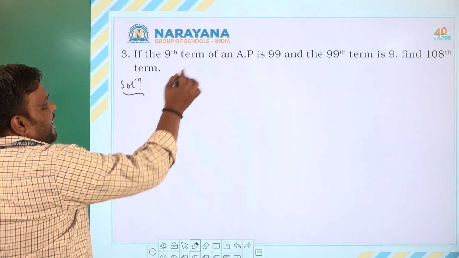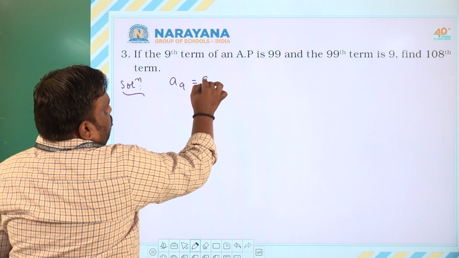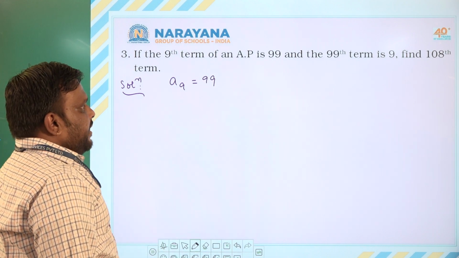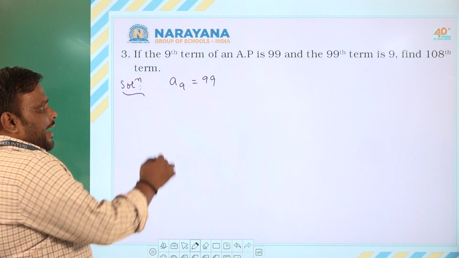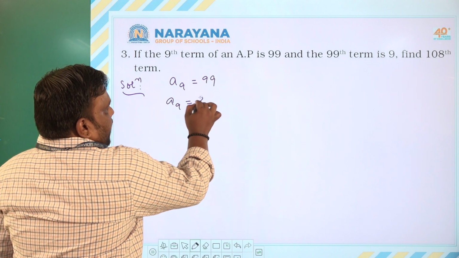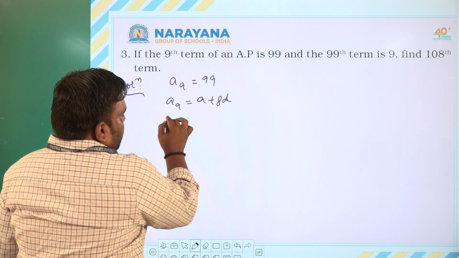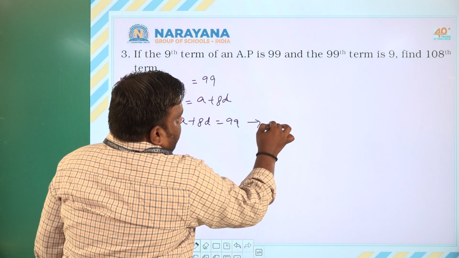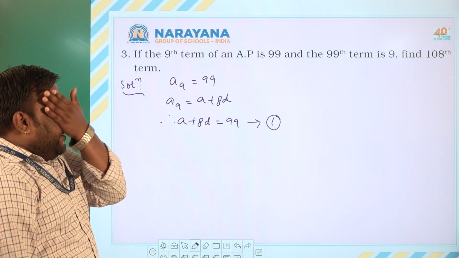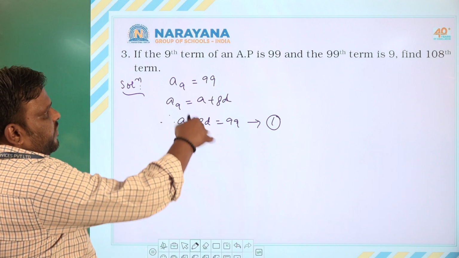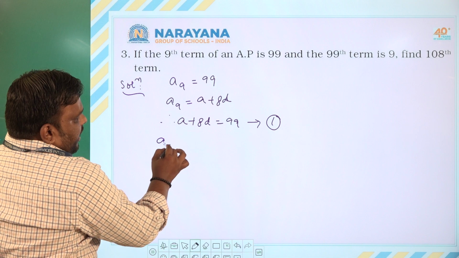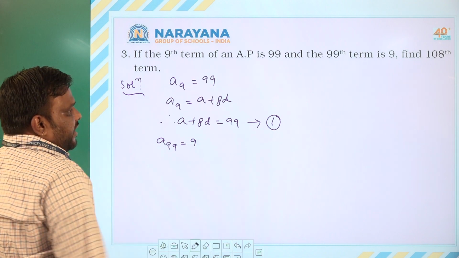The 9th term is 99, so A9 is equal to 99. We know the nth term formula is a plus (n minus 1) into d. According to that, A9 will be equal to a plus 8d. Therefore a plus 8d is equal to 99. Let us name this as equation number 1. Now next, what is given for the further case? The 99th term is 9. That means A99 is also given to you as 9.